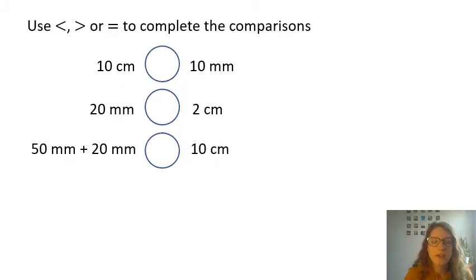Okay, I want you to have a go at using our more than and less than and equal to symbols to complete these statements. Okay, so have a think, pause the video and press play when you think you've got the 3 answers.